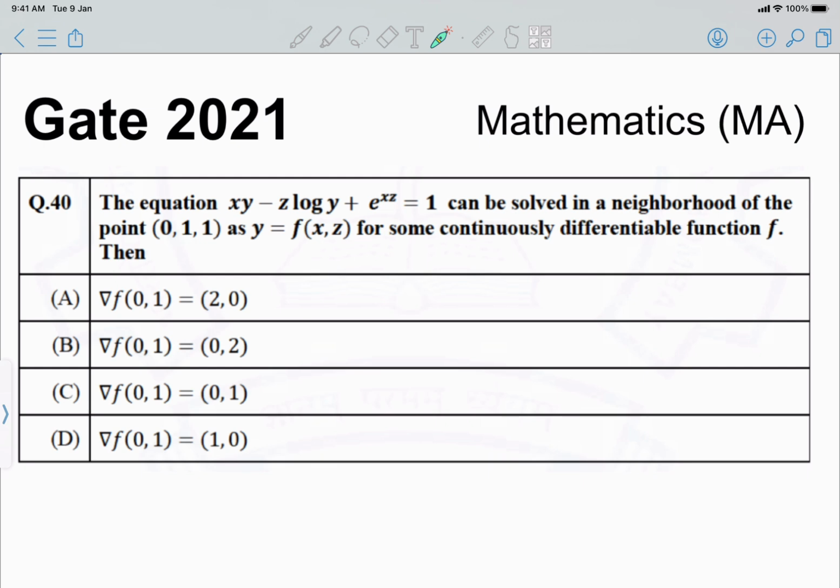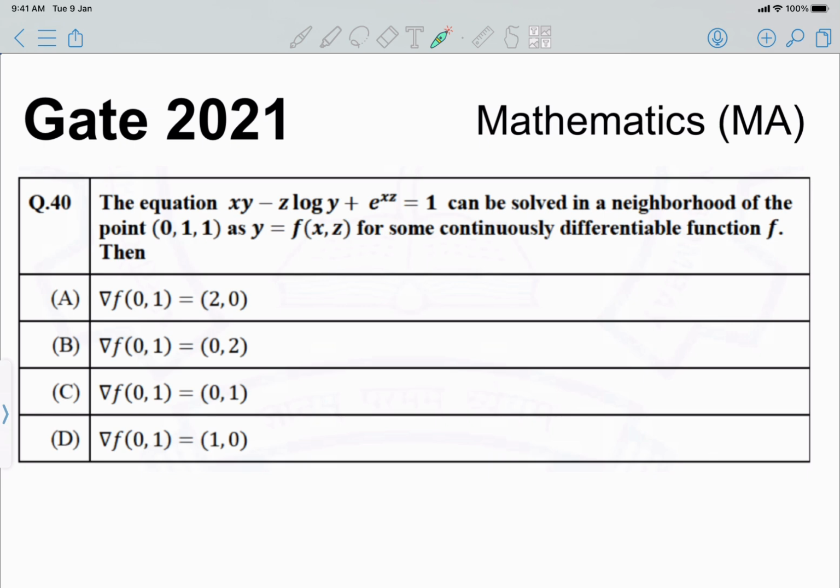Okay, so today we'll solve a GATE 2021 question. This is a question from real analysis or calculus. It's question number 40. It says: let the equation xy minus z log y plus e to the power xz equals 1 be solvable in a neighborhood of the point (0, 1, 1) as y equals f of (x, z) for some continuously differentiable function f. Then you have to find the gradient of f at the point (0, 1). You have to check which one is correct.